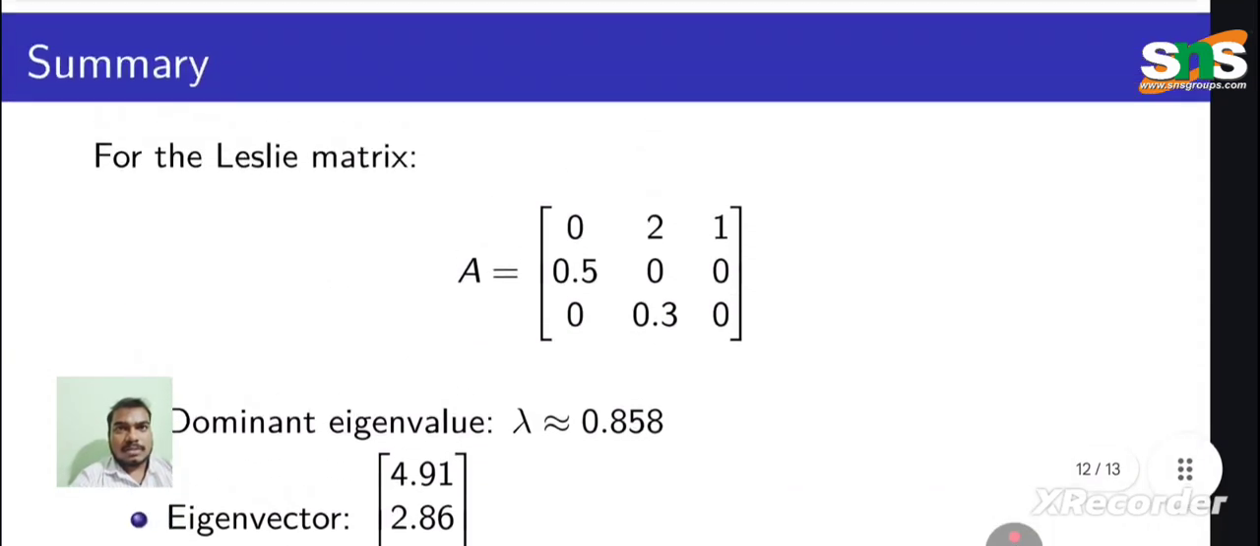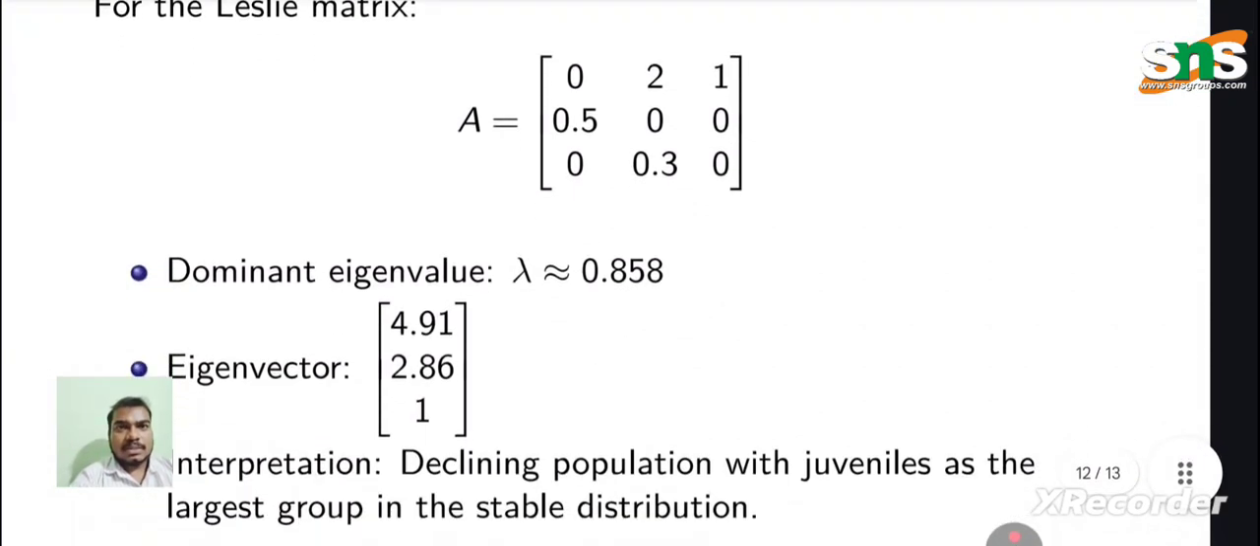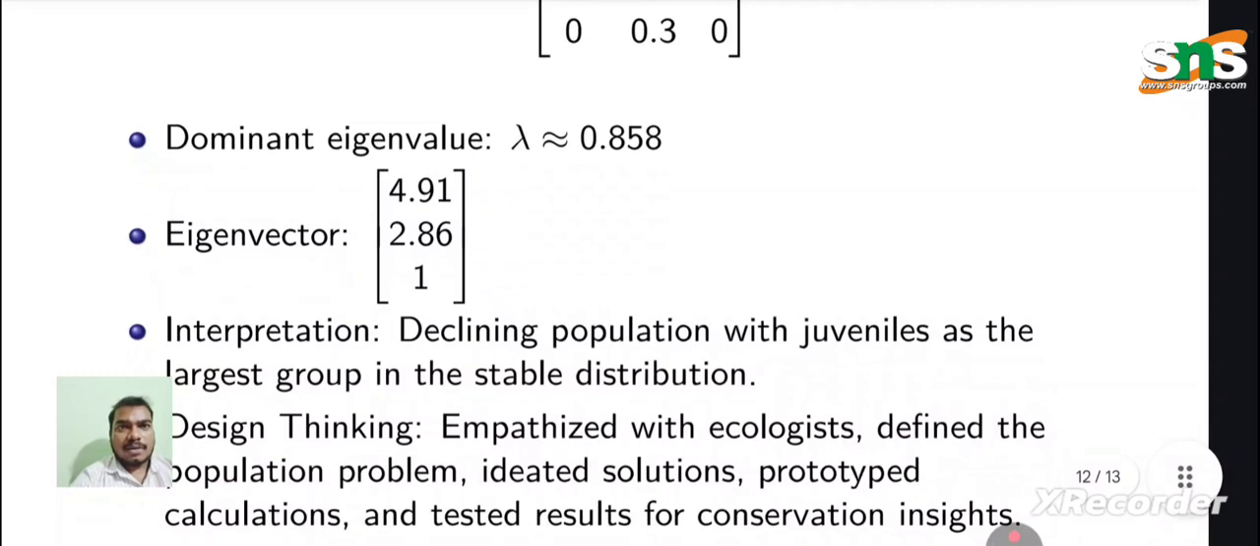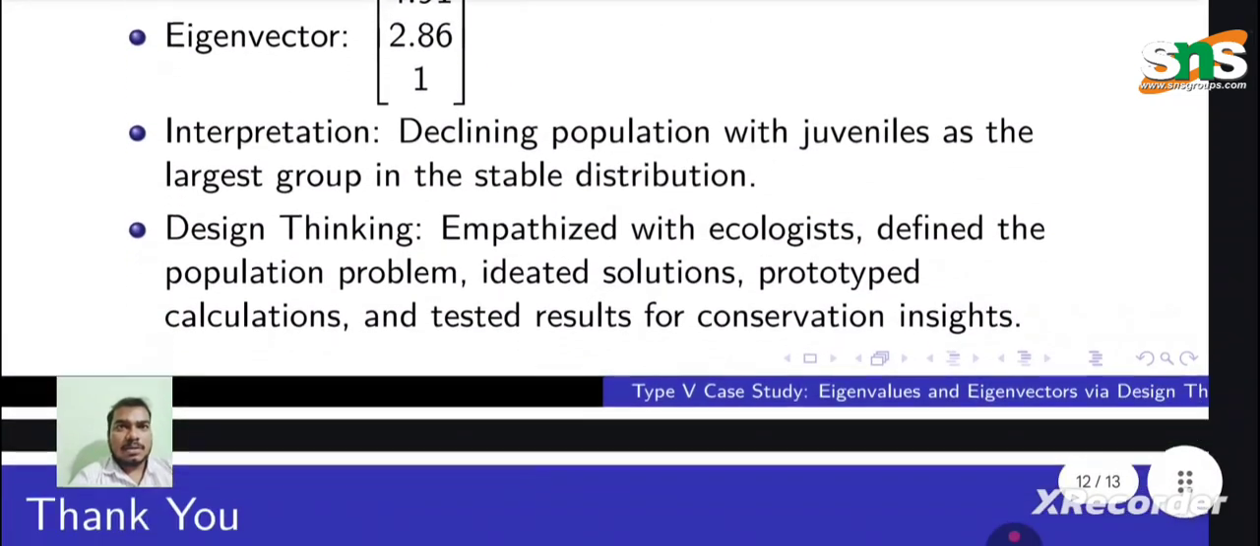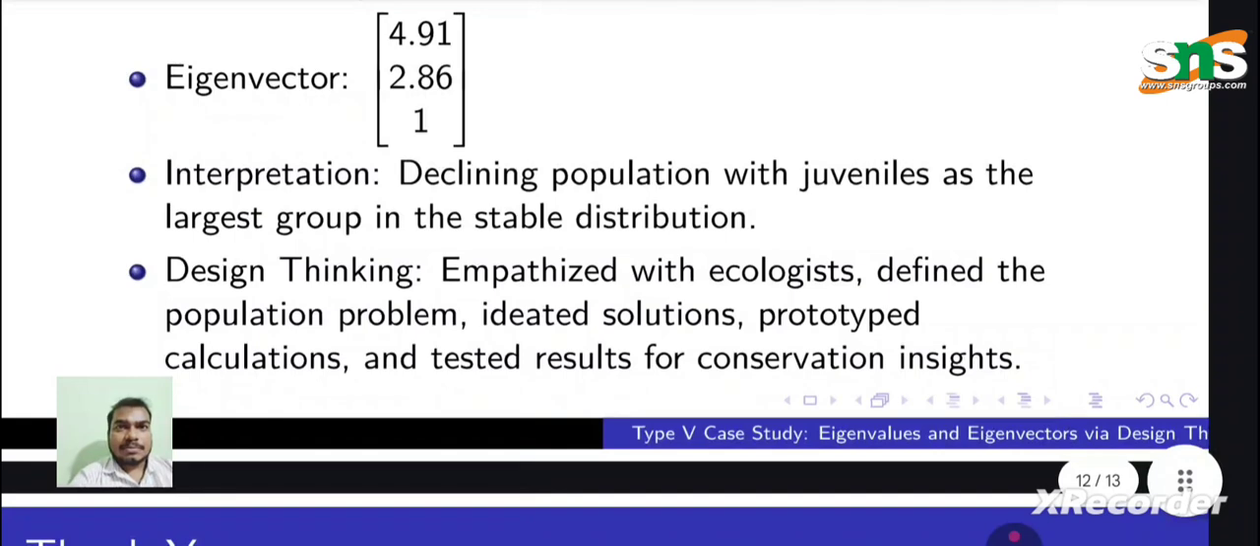In summary, for the Leslie matrix, find the eigenvalue and eigenvector. So the population growth will be calculated in this way.